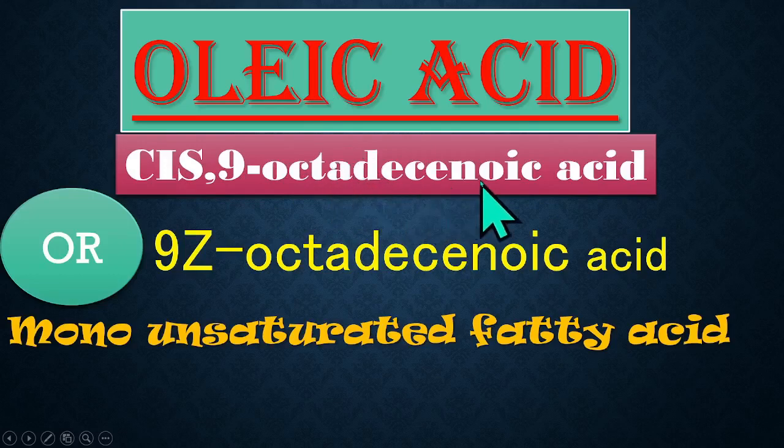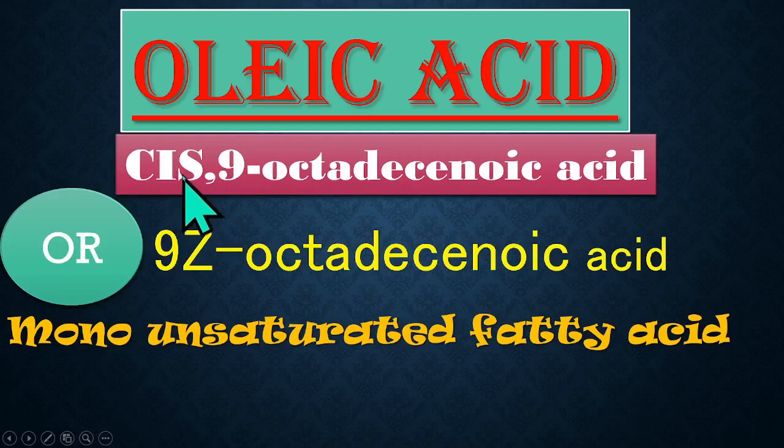And enoic means it is an unsaturated fatty acid. If it is a saturated fatty acid, they write it as anoic, and that becomes octadecanoic acid. For example, stearic acid is a saturated fatty acid that also contains 18 carbons, but there is no double bond, so it is called octadecanoic acid. Here it is an unsaturated fatty acid, that is why it is octadecenoic acid. How many double bonds does this fatty acid have? Only one double bond, that is why only one number is shown, 9. That means this double bond is at the 9th carbon from the carboxylic group, and the double bond is in cis configuration.